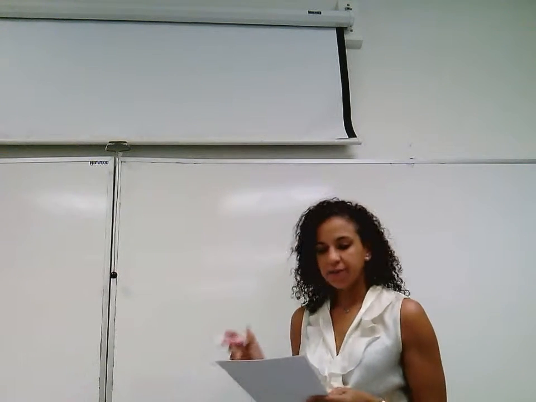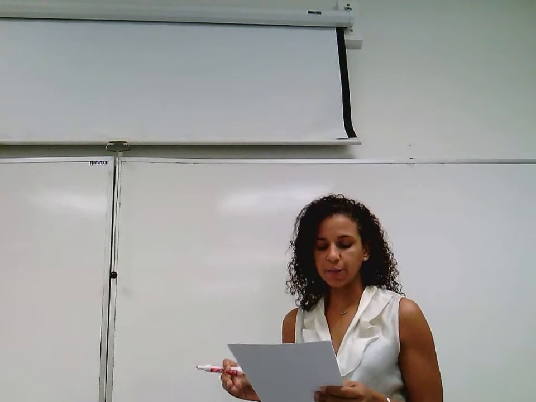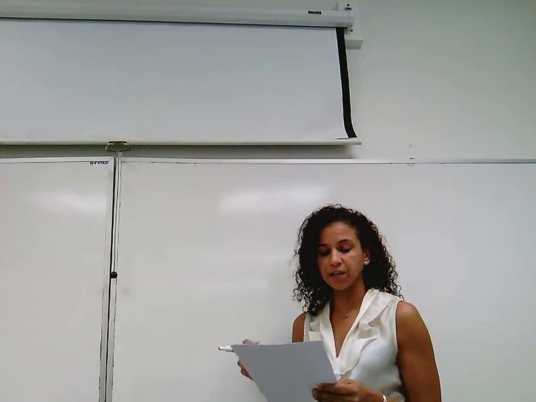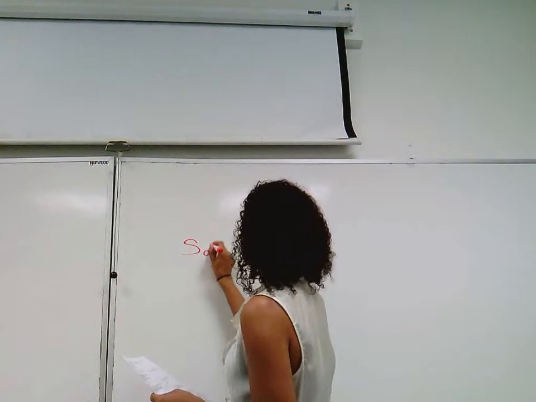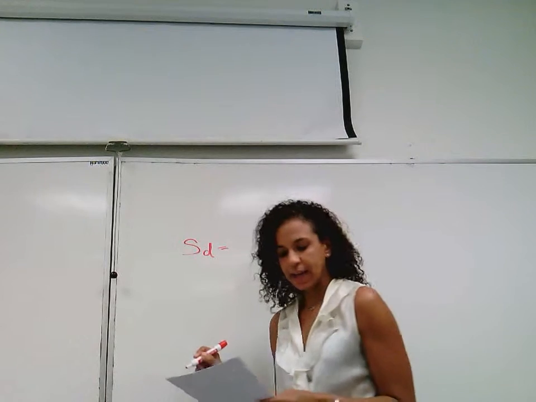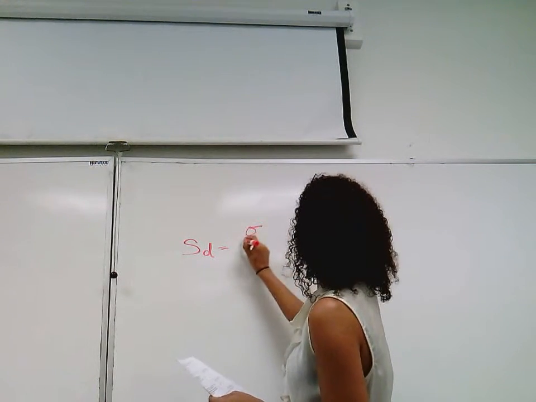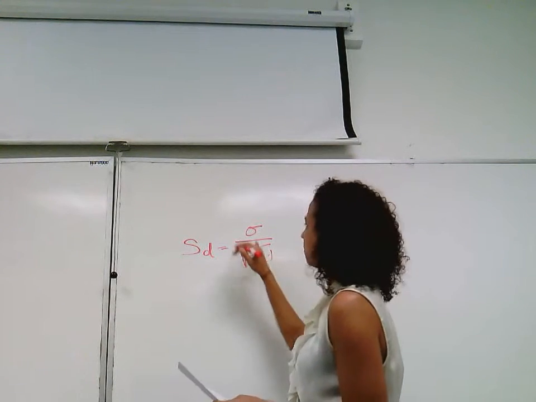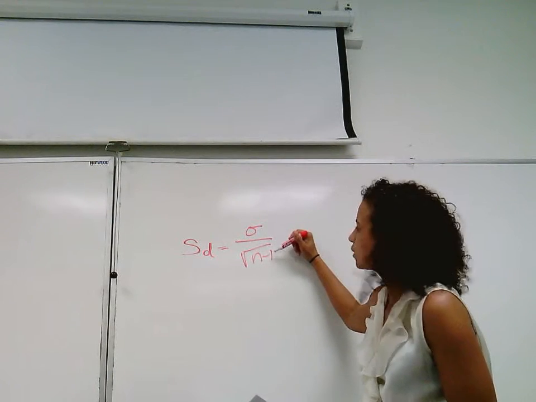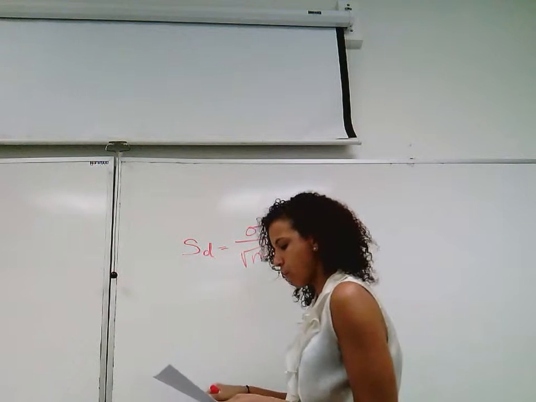Number 11, the standard deviation of a sampling distribution of means. The standard deviation of a sampling distribution of means is going to be less than the population standard deviation. And you know that from just looking at the formula. The population standard deviation is this, and the sampling distribution of means is equal to the standard deviation over the square root of n minus 1. Because we're dividing it by some number, it has to be smaller.